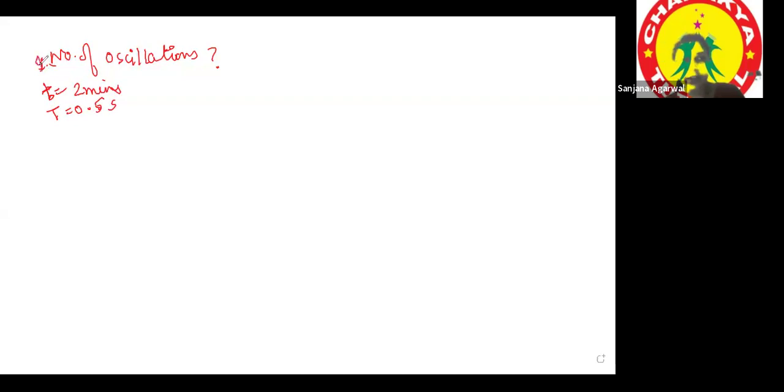Start solving, try to find out the answer. The question is asking, find out the number of oscillations a simple pendulum does in 2 minutes overall, if its time period is 0.5 seconds. If time period is given, frequency is the reciprocal of time period. If one oscillation takes 0.5 seconds, that means 2 is the frequency. It means in 1 second, 2 oscillations are occurring, right? Now, what will be the number of oscillations in 2 minutes?